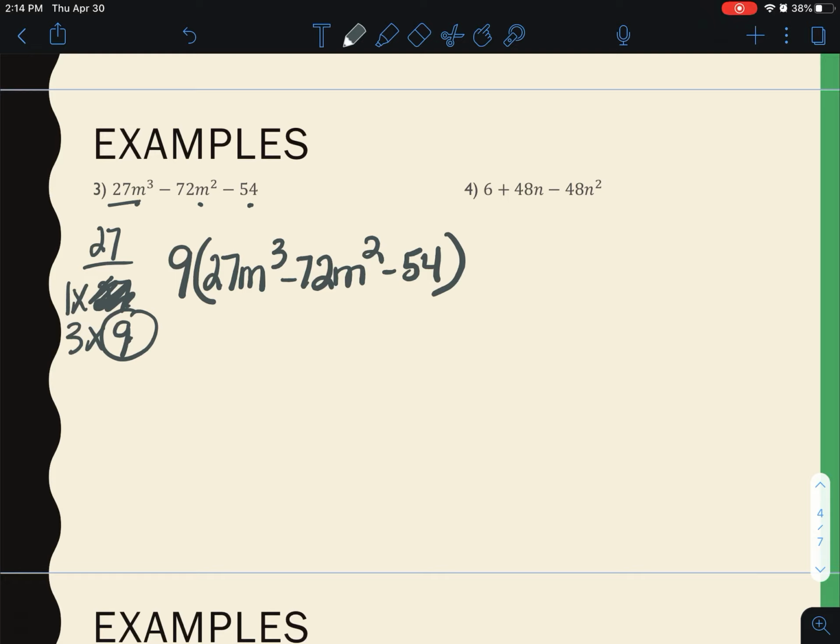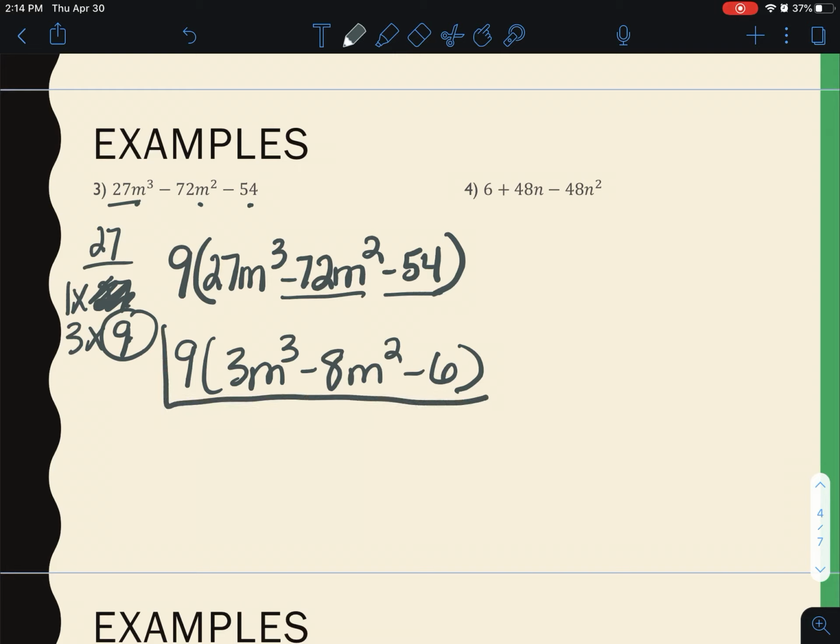Now I'm ready to divide. 27m to the third divided by 9 is 3m to the third. Negative 72m squared divided by 9 is negative 8m squared. And negative 54 divided by 9 is negative 6. So that is my answer for number 3.